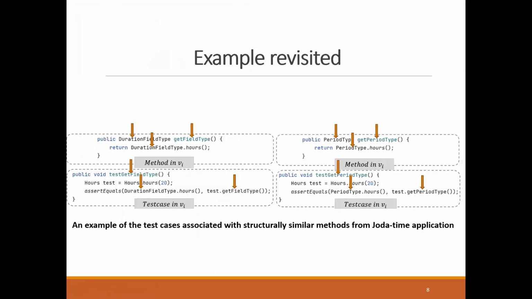This is the example we have already discussed. There are two methods. They vary at some value levels. Their test methods also vary at the value level.